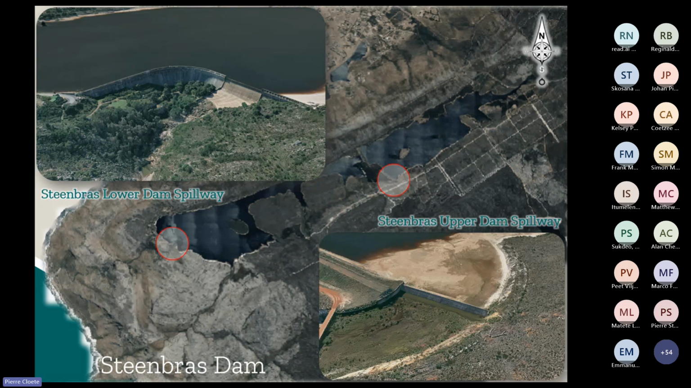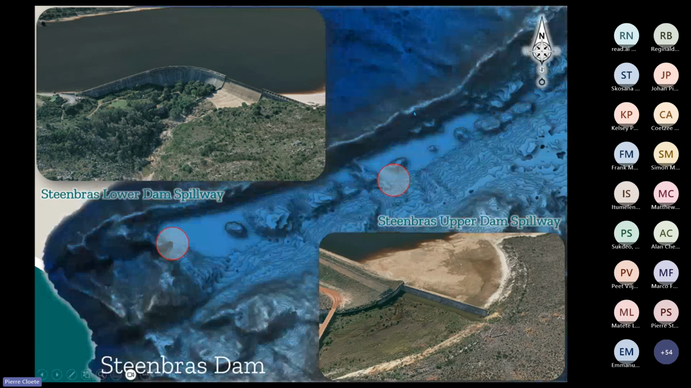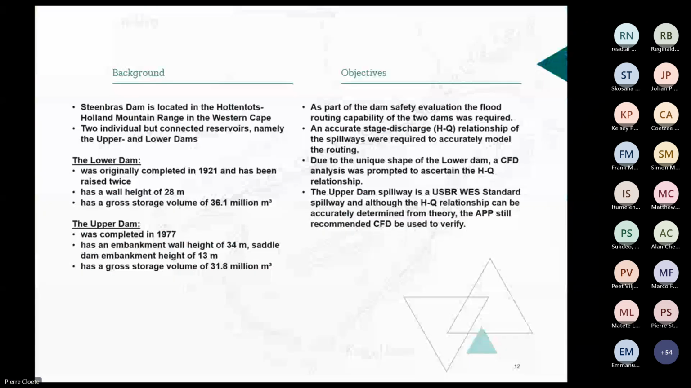So the main idea of the study obviously was to understand the discharge head relationship of these two spillways. This image also just kind of depicts a contour map of the layout, so you can see the dam is nicely located at the top of that mountain range, which is also pretty unique. So yeah, just a quick bit of background.